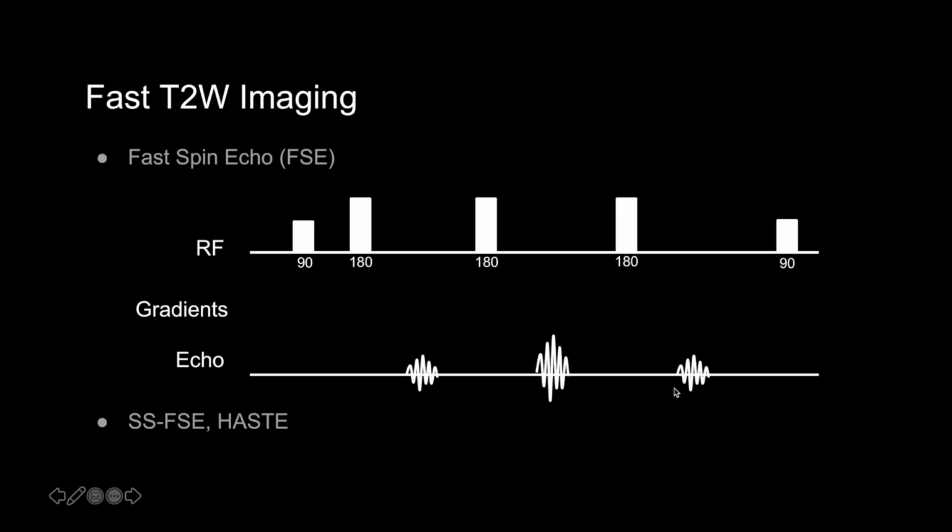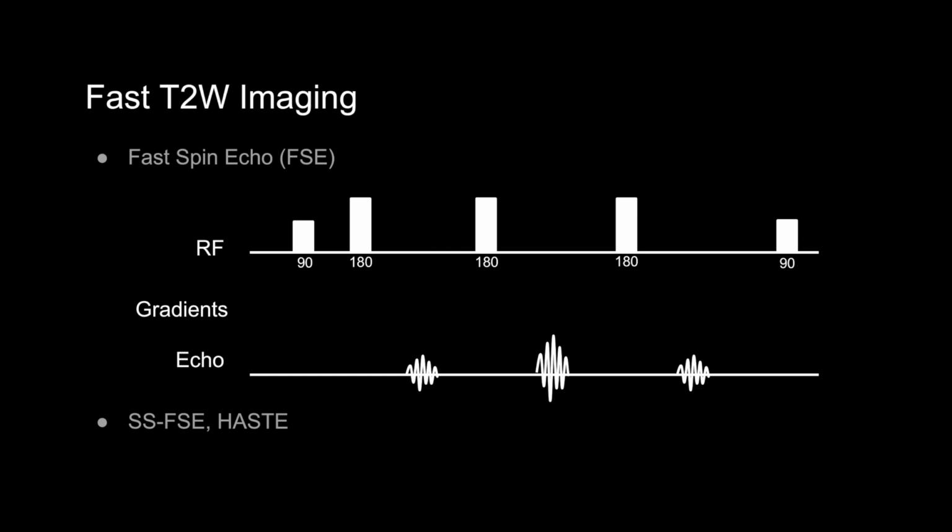And so that's all that's meant by a single shot fast spin echo, or SSFSE, that you'll see in your abdominal MRI protocols. HASTE is essentially the same thing. HA stands for half Fourier transform. Again, it's just another way to make the sequence faster. And STE stands for single shot turbo spin echo. And turbo spin echo is essentially the same thing as fast spin echo, again, depending on the vendor.